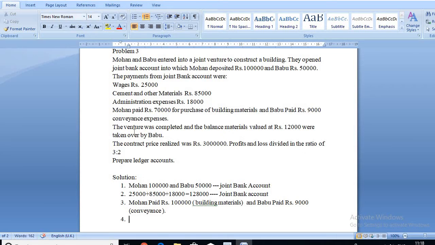Now the next one: the venture was completed, meaning the business was completed, and the balance materials valued at rupees 12,000 were taken over by Babu. So this is the new transaction. After completing the construction of the building, there were unused materials worth rupees 12,000, and these materials were taken over by Babu.